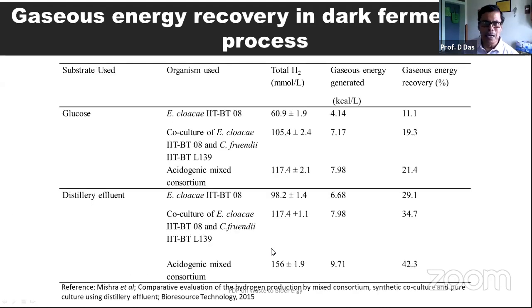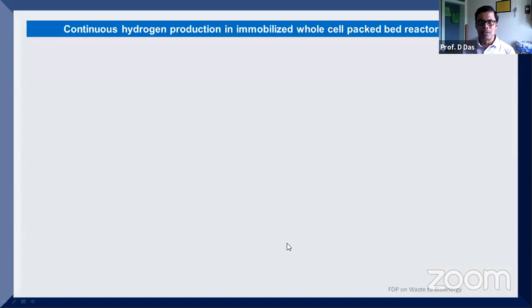And this is the kind of analysis we have done by using glucose and distillery effluent. And this is the kind of comparative studies we have. We find the distillery effluent is quite good. You can see the acidogenic mixed consortia gives 156 millimoles of hydrogen per liter. That is much better than glucose. So in one way we are doing the bioremediation, and in another way we are producing hydrogen.